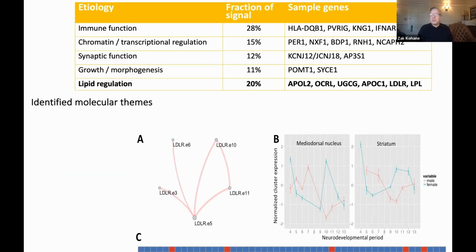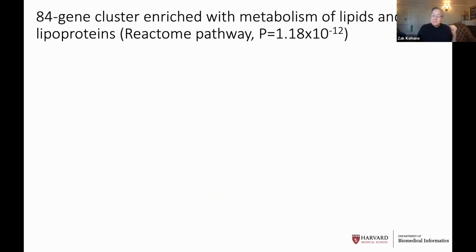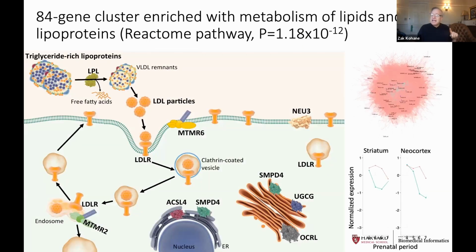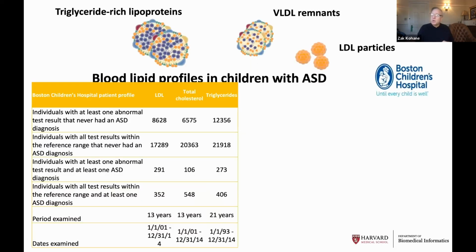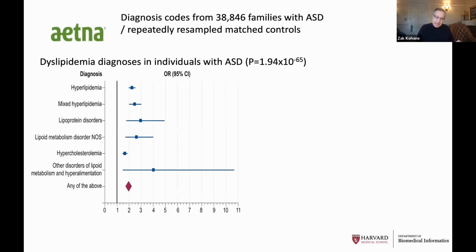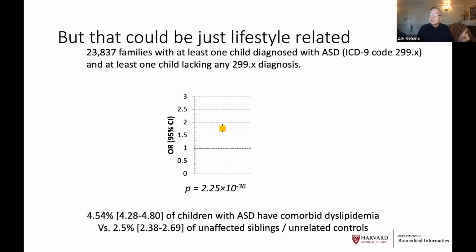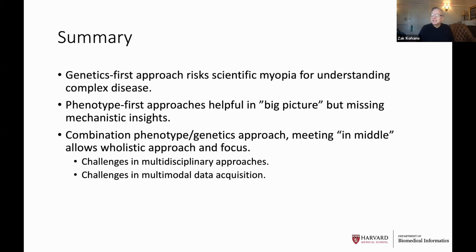We found several pathways, but the novel pathway we found was in lipid regulation, basically the metabolism of fats. When we looked at this pathway, lipid disorders, in electronic health records, we found that at Children's Hospital there was way overrepresentation of lipid disorders in the kids. Furthermore, we found the same thing in the claims database, and more importantly, the kids in the database who were siblings of the affected kids did not have the same dyslipidemia. This led to a Nature Medicine paper, but the point is we were able to use the phenotype and the genotype together to get better insight.